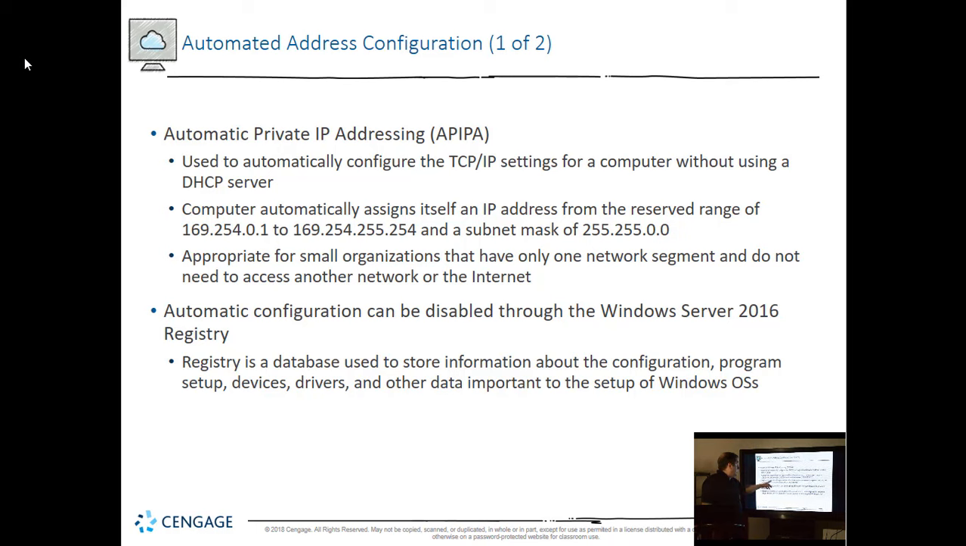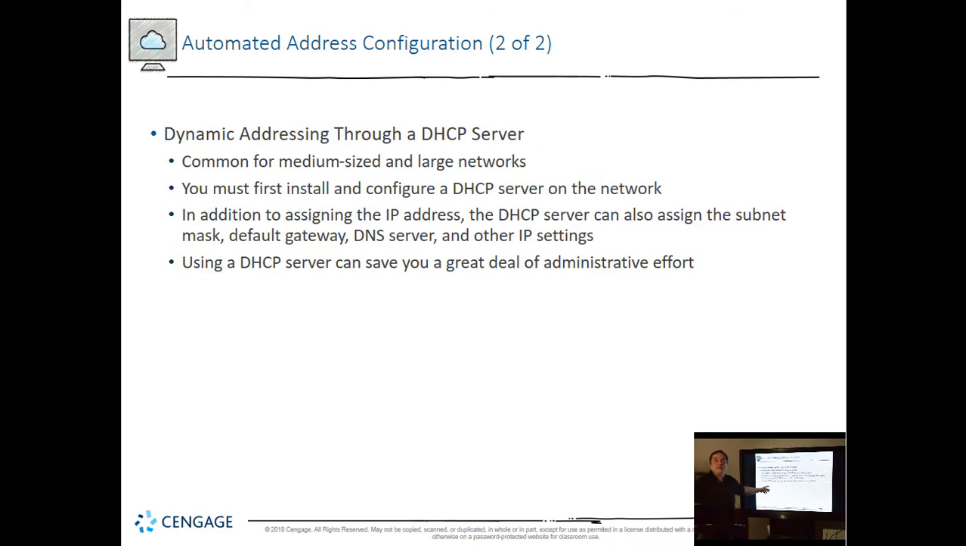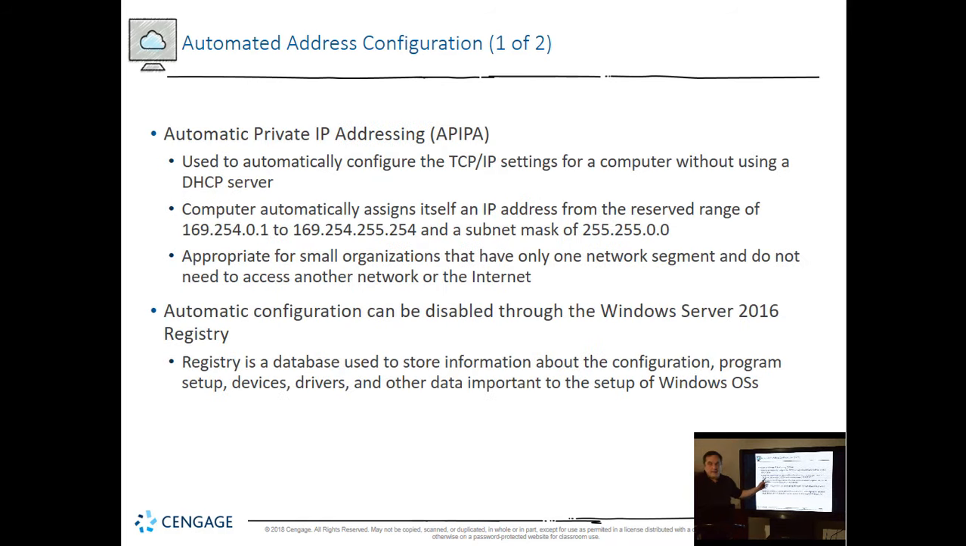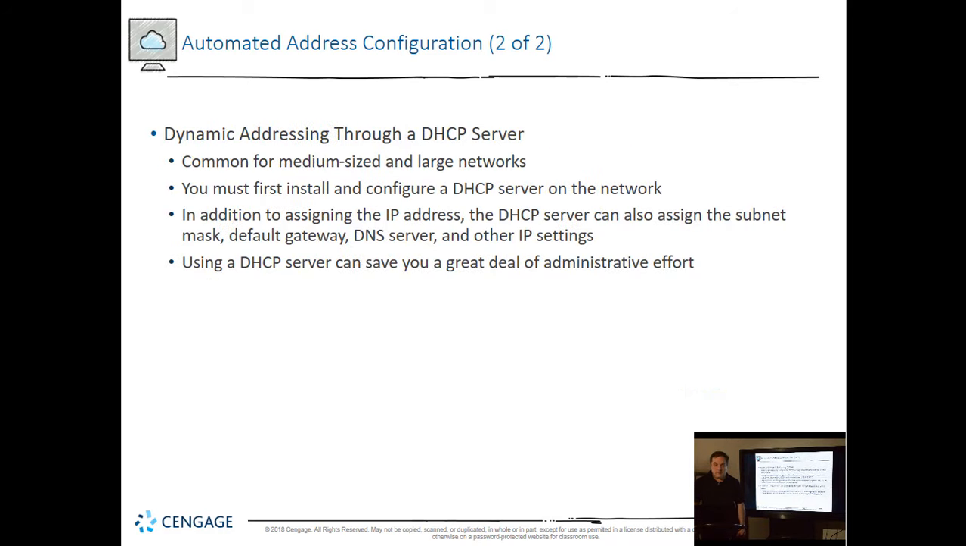With these addresses, it allows you to have computers be able to talk to each other even without a DHCP server present. So that is a real handy thing to have in small networks that don't have a server with a DHCP server on it. Automatic configuration can be disabled through Windows Server 2016. So if you don't want APIPA to work, then you can disable it through the registry.